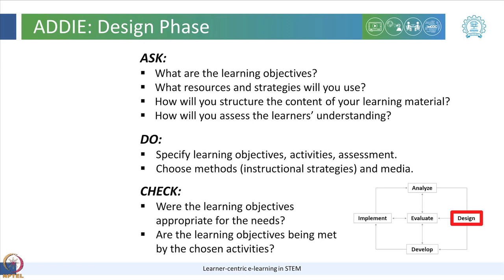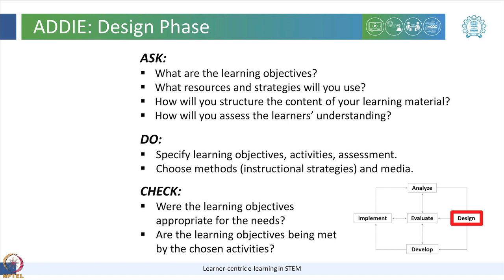We ask questions like, how will you structure the content? How will you assess learners' understanding? Assessment also needs to be thought of right from this point. We'll ask these questions, and then what we do is specify the learning objectives, specify the activities and the assessment. So we have to start thinking of all three, and we also have to start aligning all three. And then we have to choose methods, instructional strategies, media; all this happens in the design phase.